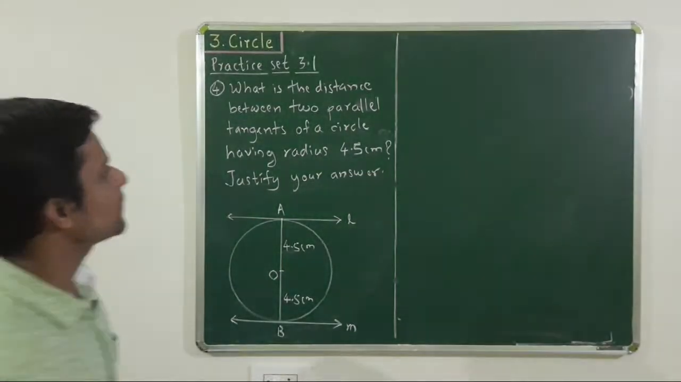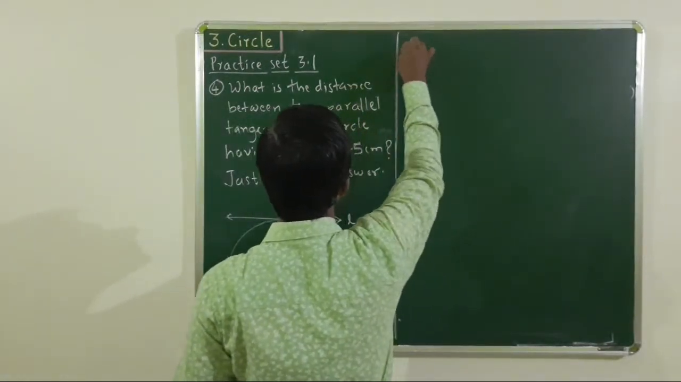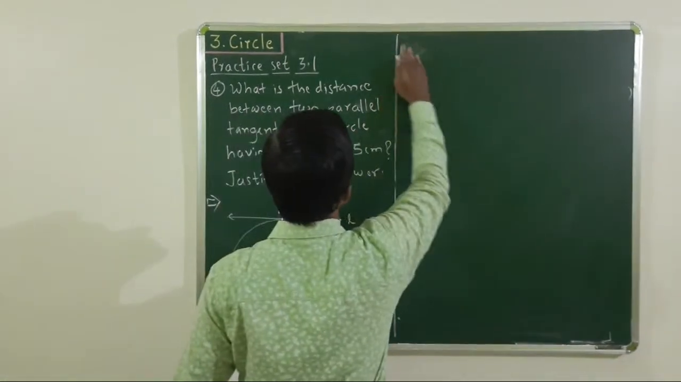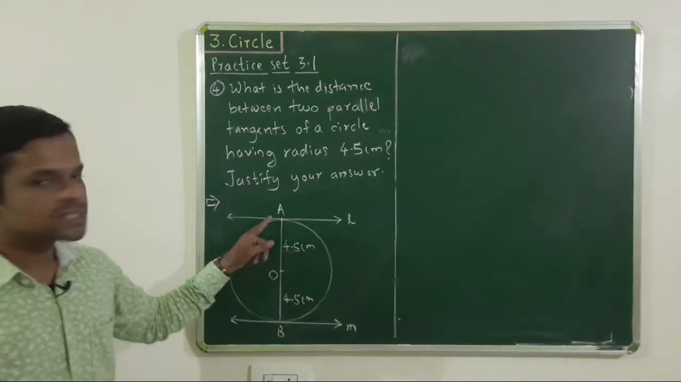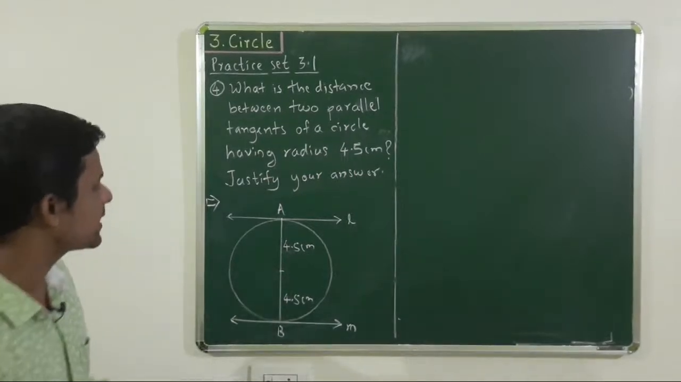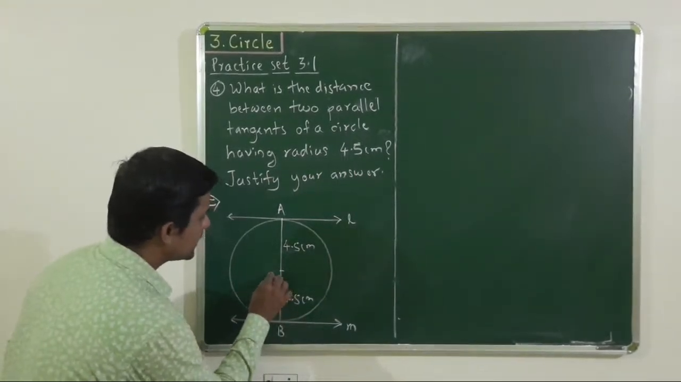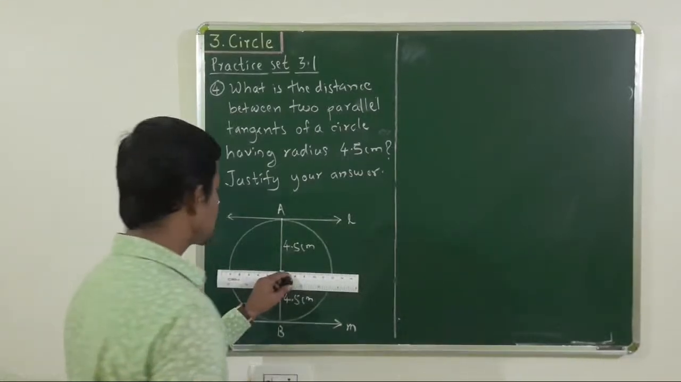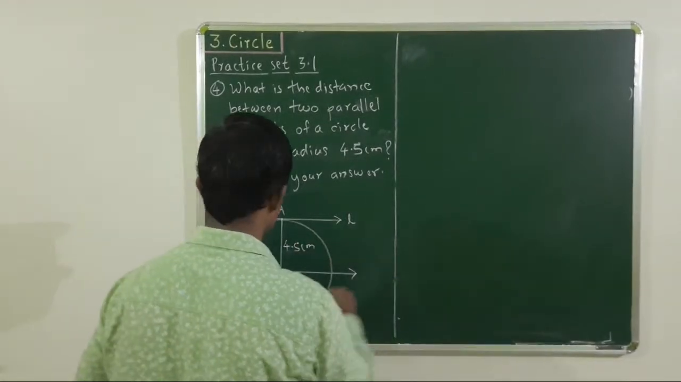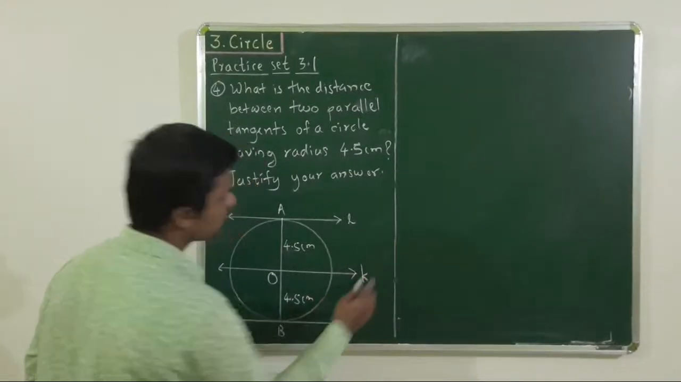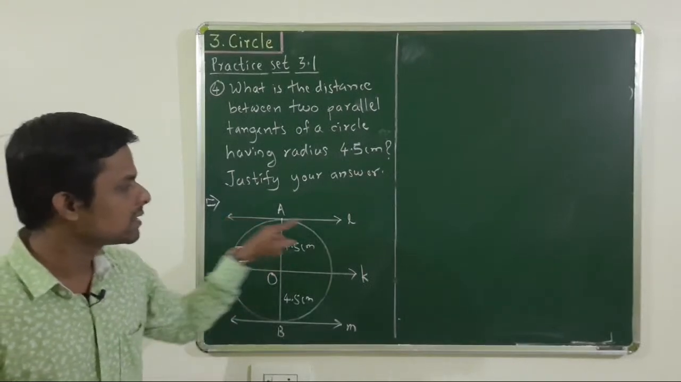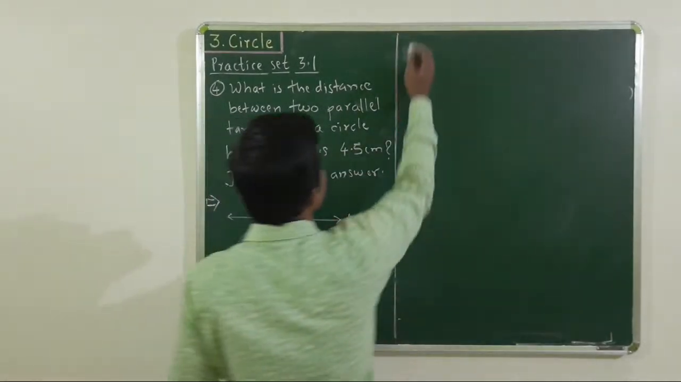We'll prove this or we'll justify this. Solution starts from diagram. Diagram is not given. Solution starts with diagram. Now since line L is tangent to the circle at point A and line M is tangent to the circle at point B, we'll draw one more line which passes through center of the circle and which is parallel to line L. This is our construction. Suppose line K.